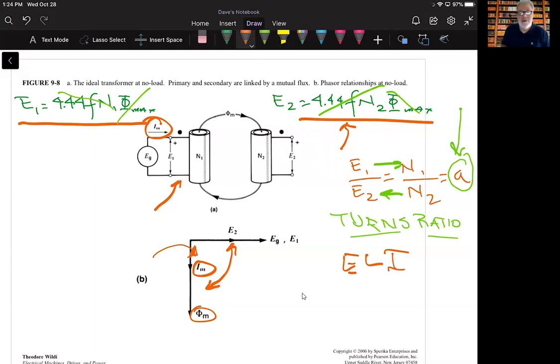So again, we're saying it's infinitely permeable. This is this ideal model of the transformer, and we'll contrast that with a practical look, and also when we place it under load. But this is our starting point, and this is our foundation for our definition of the transformer.